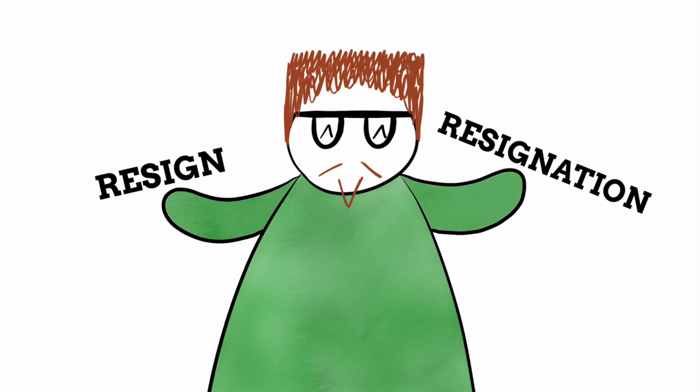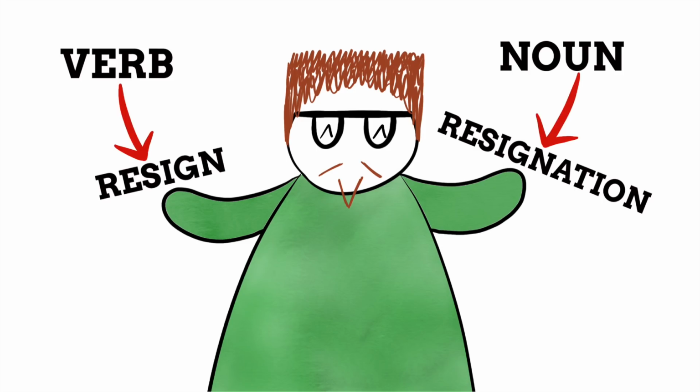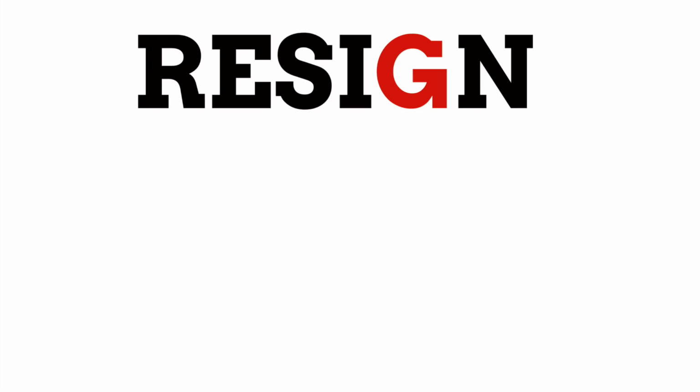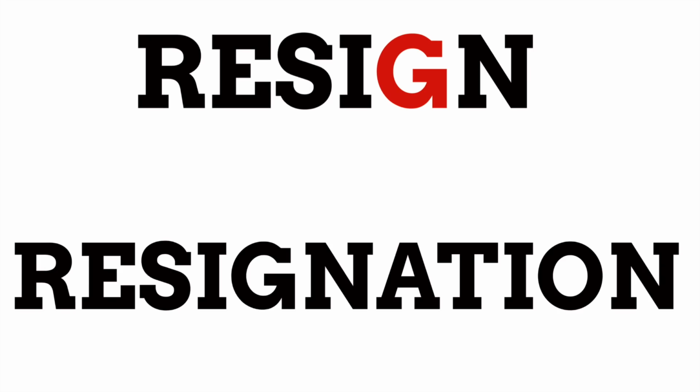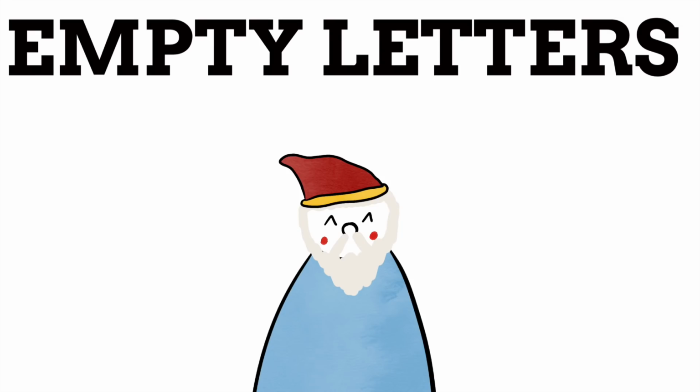The best example I found is with resign and resignation. It's the same word but in verb and noun form respectively. As a verb, the G in resign is silent, while as the noun resignation, the G is not silent. And finally, with empty letters. These are silent letters that are always silent, like many of the ones we've already come across. Take your gnomes and your knocks.